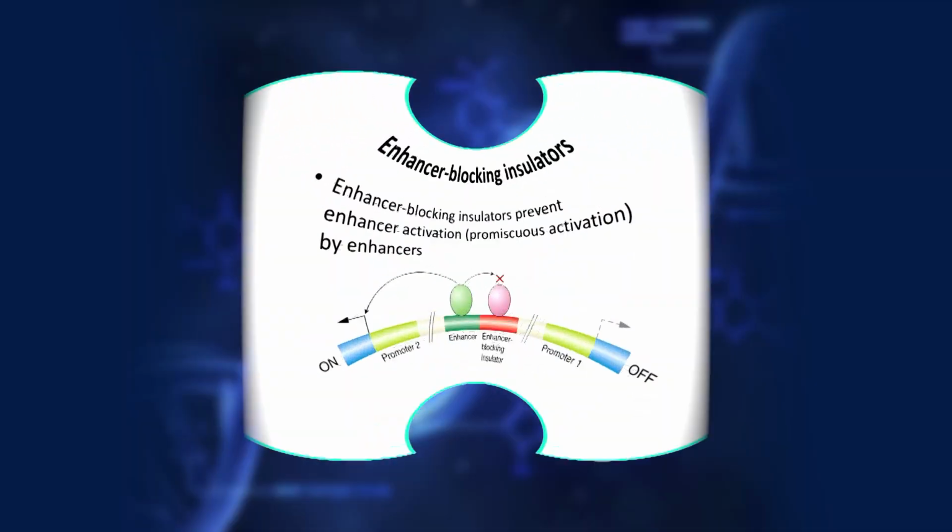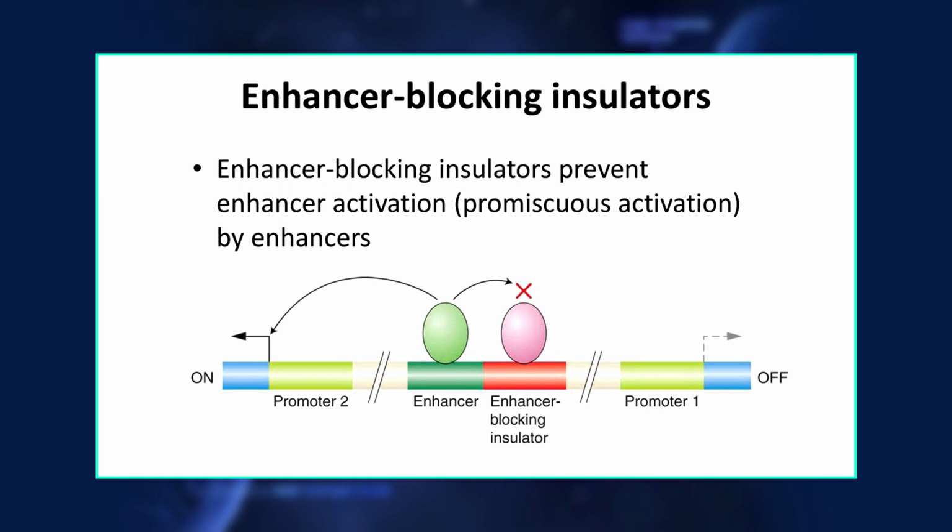Insulators provide binding sites for proteins that control transcription in a number of ways. Some prevent enhancers from aiding in transcription. Others prevent structural change in the DNA that represses gene activity. Some insulators can function as both an enhancer blocker and a barrier.